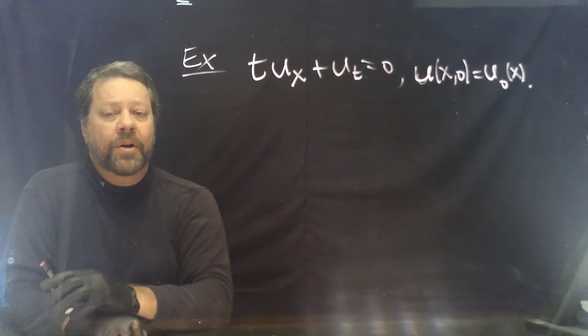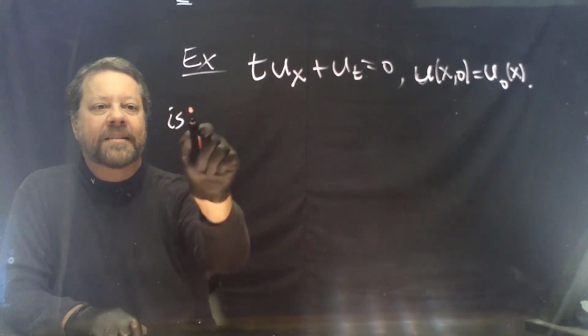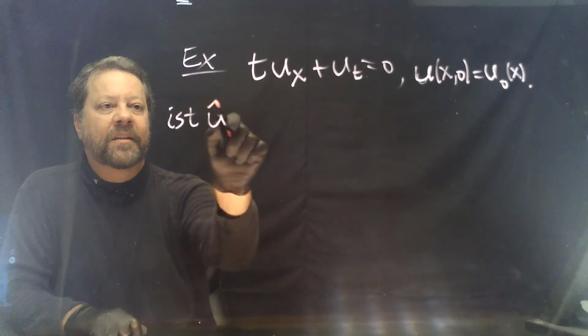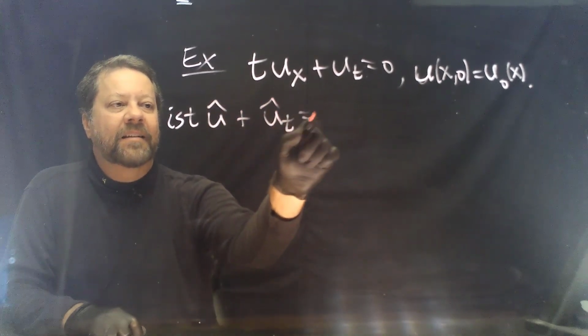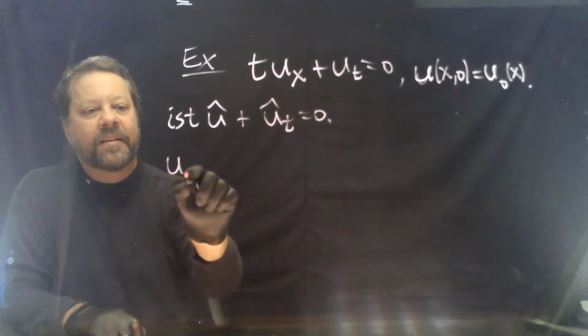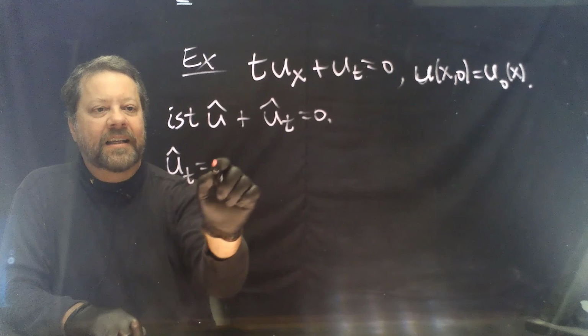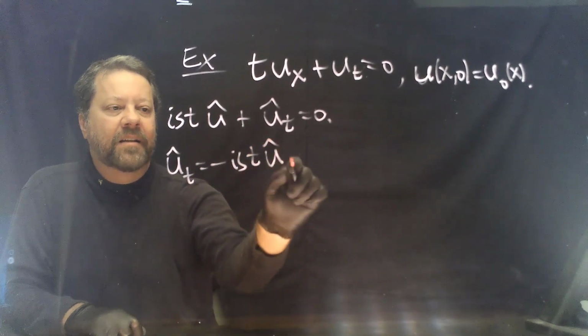Applying the Fourier transform to both sides, we'll have ist u hat plus u hat t equals 0, so that u hat t is minus ist u hat.